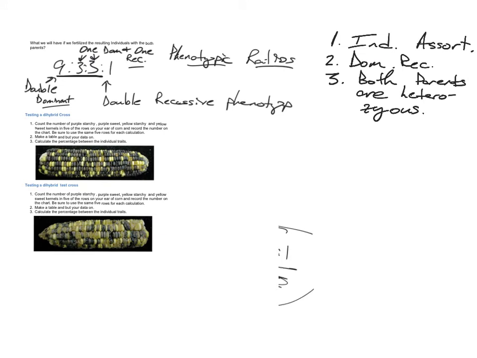You need to have all 3. In order to get this ratio, these all have to be true. And they'll give you clues in the paragraph. They'll tell you things like, the first generation, they were both homozygous.